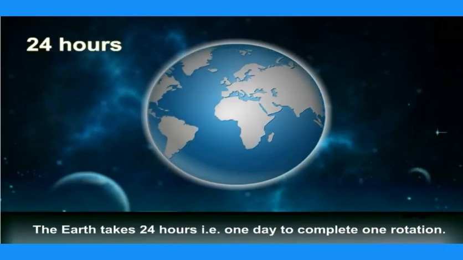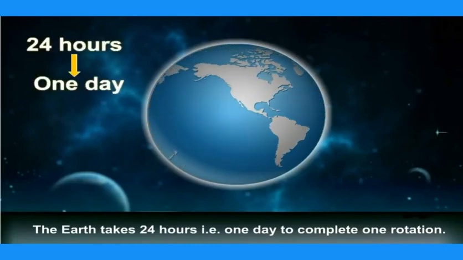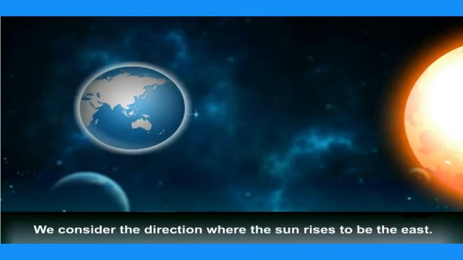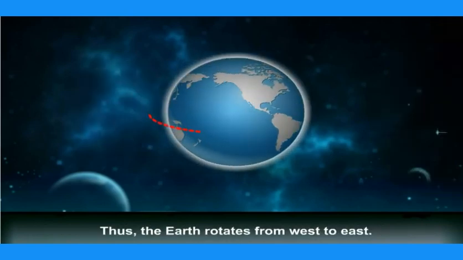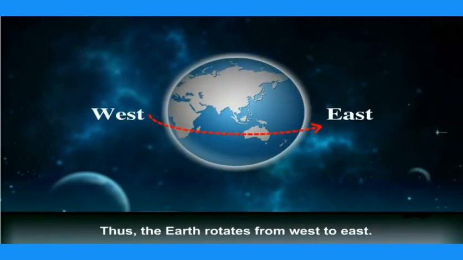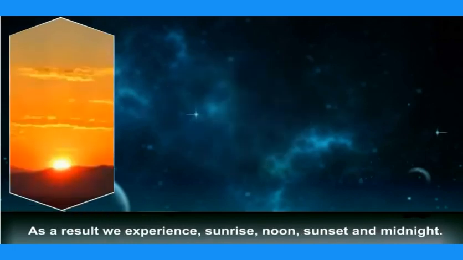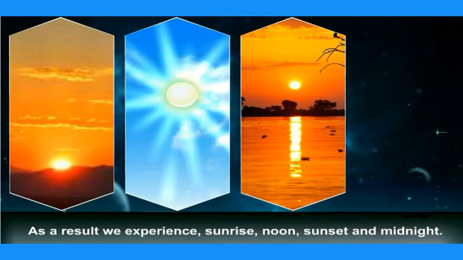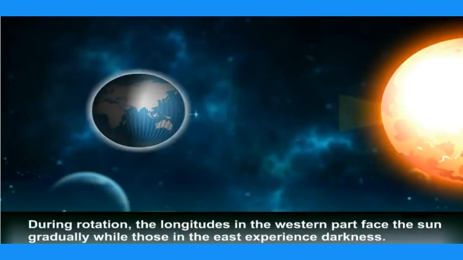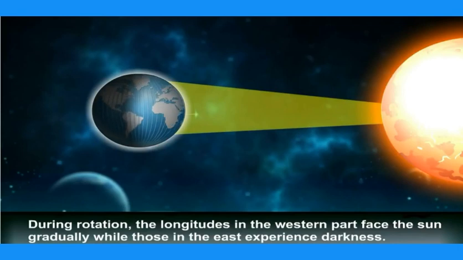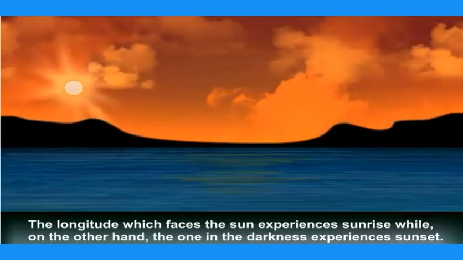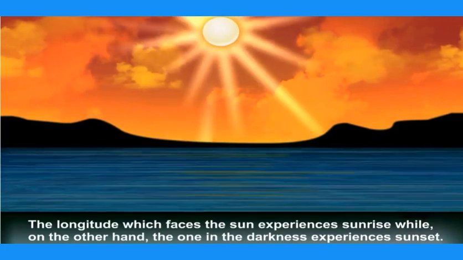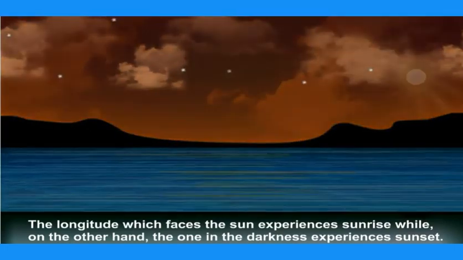The Earth takes 24 hours, that is one day, to complete one rotation. We consider the direction where the sun rises to be the east. Thus, the Earth rotates from west to east. As a result, we experience sunrise, noon, sunset and midnight. During rotation, the longitudes in the western part face the sun gradually, while those in the east experience darkness. The longitude which faces the sun experiences sunrise, while on the other hand, the one in the darkness experiences sunset.